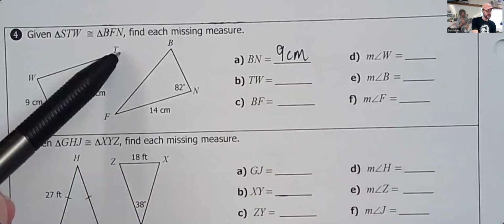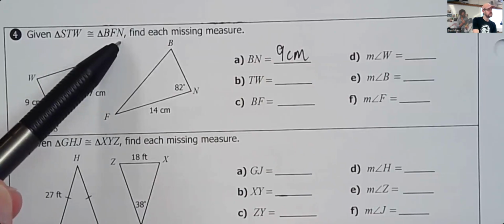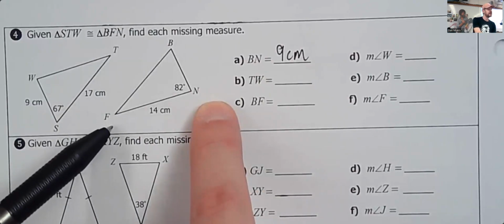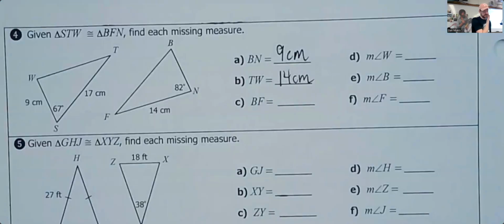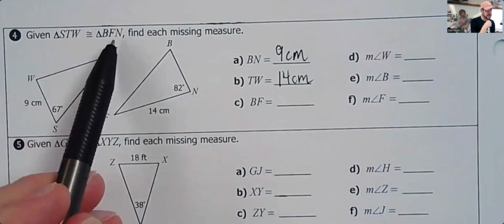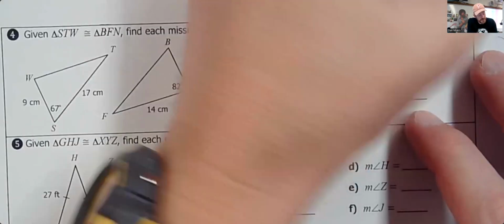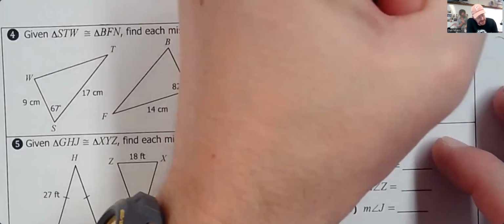Let's see, from T to W would be from F to N. So what's the distance between T and W if it's the same as the distance between F and N? 14 centimeters, good. From B to F is the same as from S to T, 17 centimeters. Nice. Measure of angle W matches with the measure of angle N, 82 degrees. Measure of angle B matches with the measure of angle S, 67 degrees.